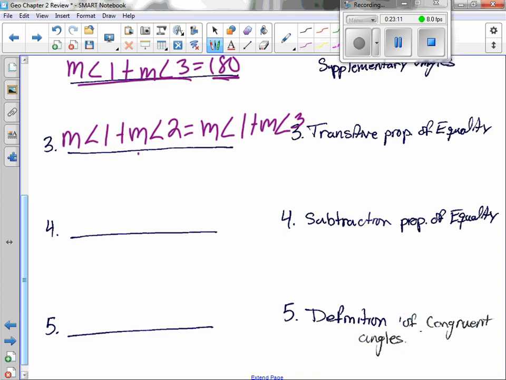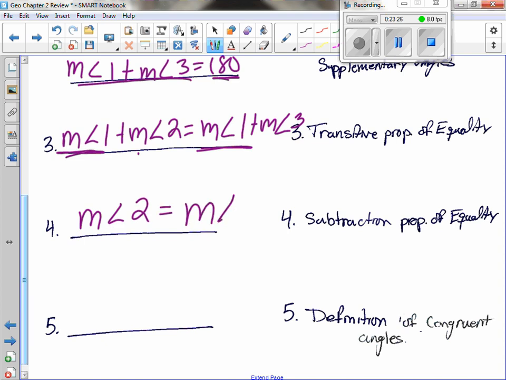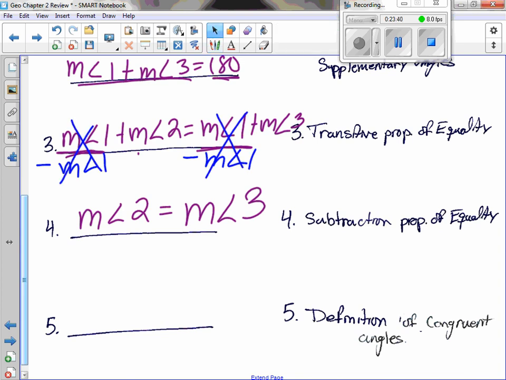So what's our next step? Subtraction property of equality. So what I can do is subtract what from both sides? What's the same? Angle 1, yes? So I can subtract its measure, leaving me with what? The measure of angle 2 is equal to the measure of angle 3, because I subtracted the measure of angle 1 from both sides. So really, both of them canceled. Any question on how we got step 4? We good with step 4?